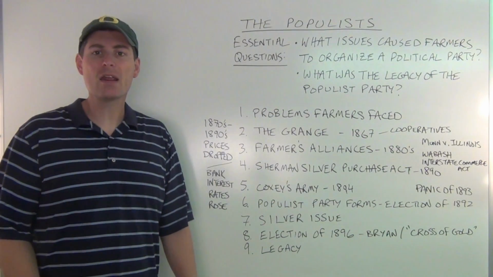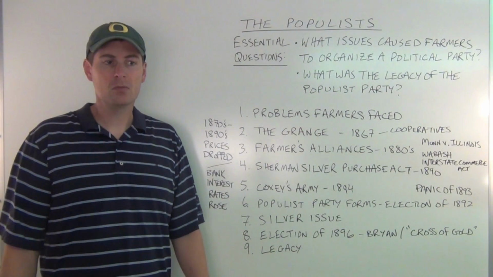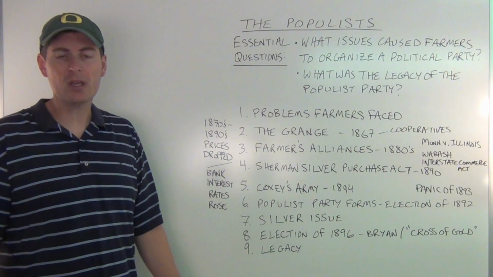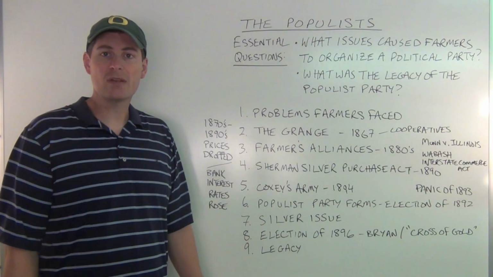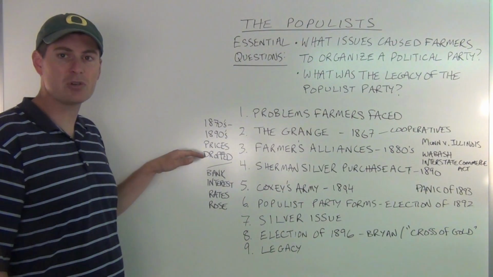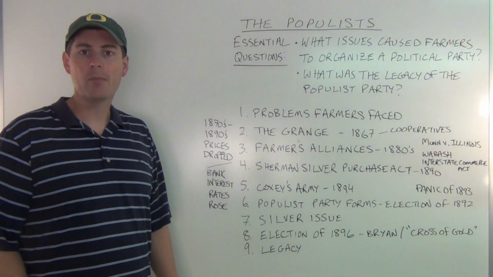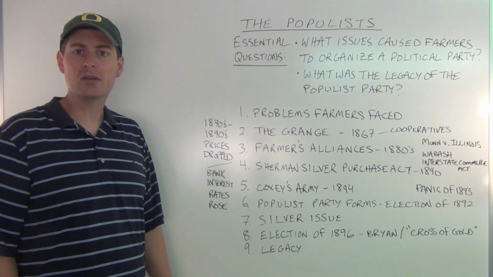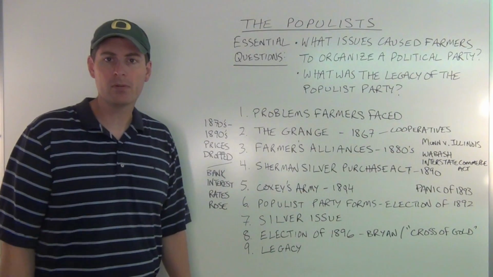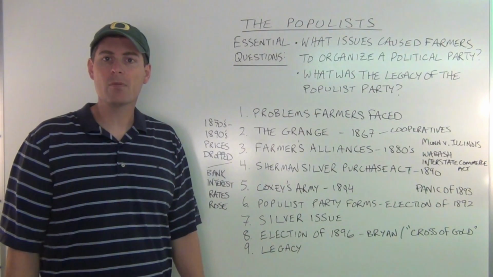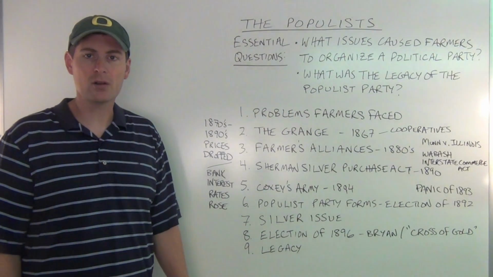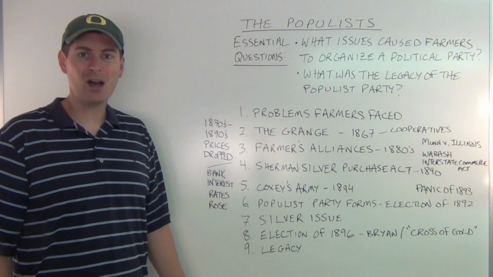Farmers faced a variety of problems in the Gilded Age period, this 1870s to 1890s period we've been looking at. One of these problems was that prices were in decline. Prices were dropping on the core crops like wheat and corn. At the same time, bank interest rates were going up, and new and ever improving farm machinery, including harvesters and combines and tractors, was going up in cost.